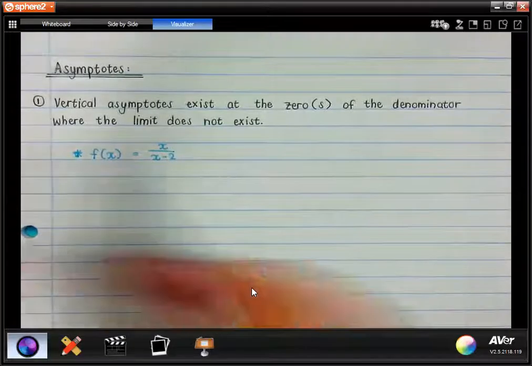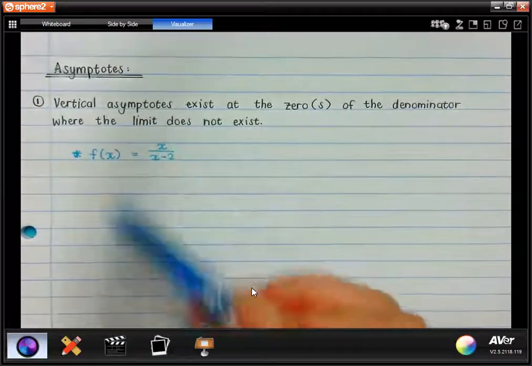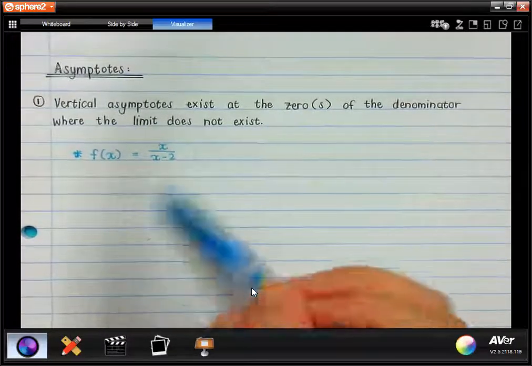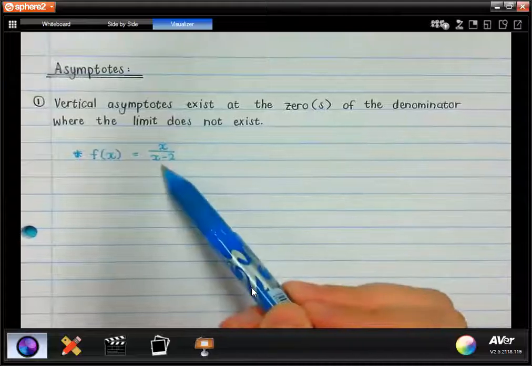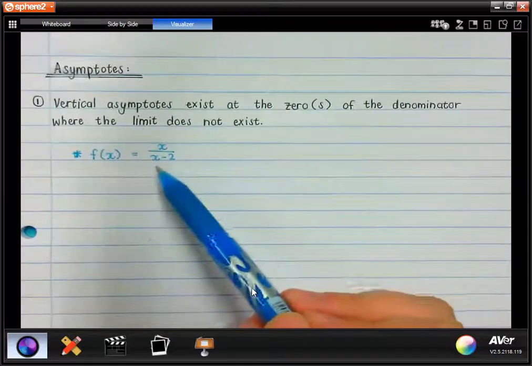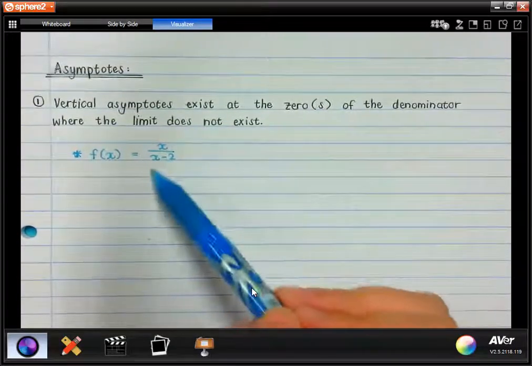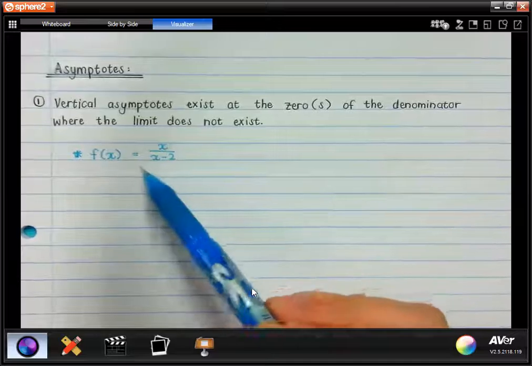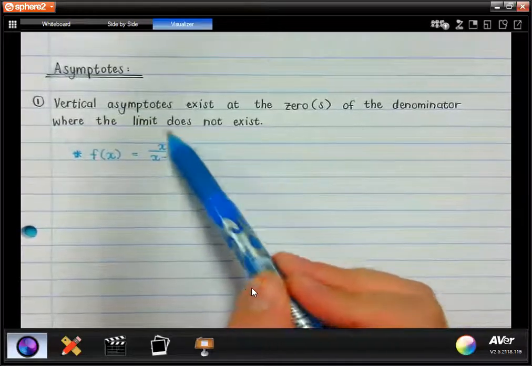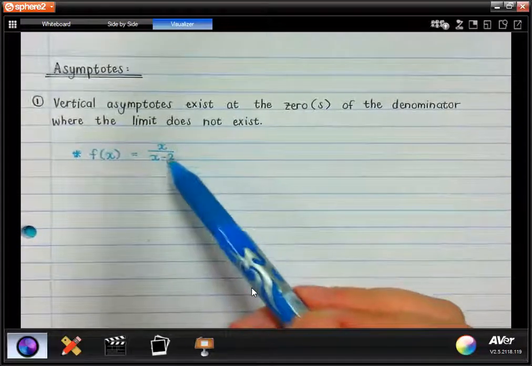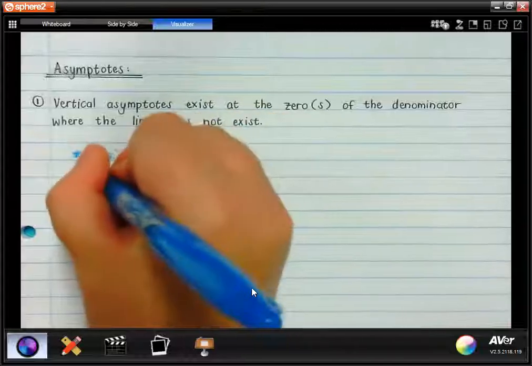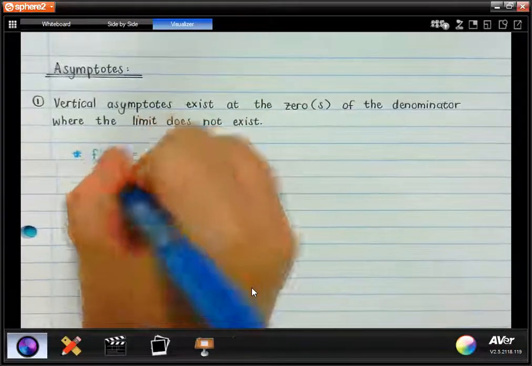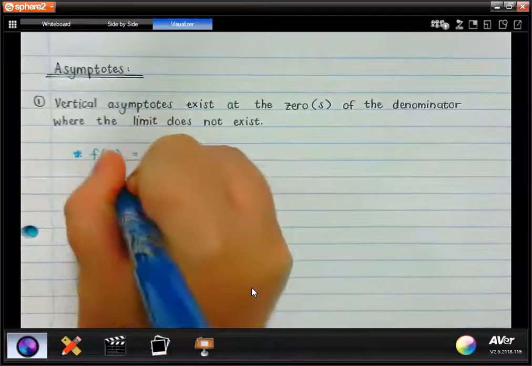Now, if we're looking at this first example, we are just going to do two so that I can show you the two different types. For this first example, what is the zero of this denominator? Which x value would make this denominator equal to 0? 2. Does the limit of this function exist as we're tending to 2? Let's write that down quickly. The limit as x tends to 2.